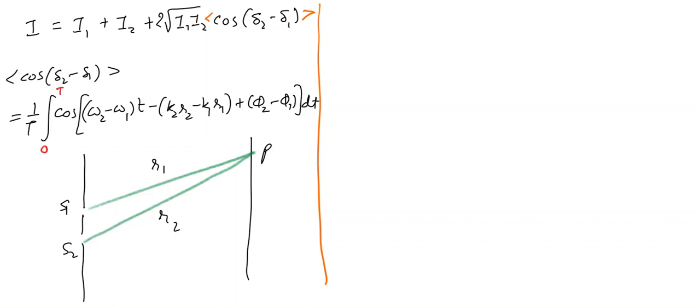Now, when you are talking about incoherent waves, you are saying that S1 and S2 are independent sources. They don't have the same frequency, so omega 1 is not equal to omega 2. They don't have the same wavelength, so k1 is not equal to k2.